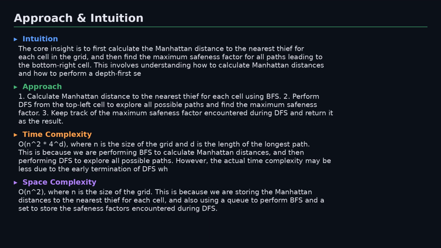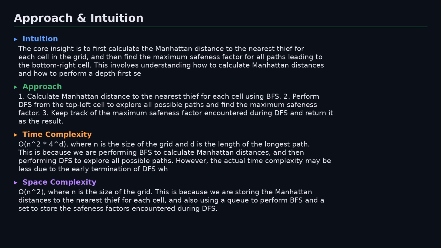To calculate the Manhattan distance to the nearest thief for each cell, we can use a breadth-first search algorithm, or BFS. We start by initializing the distance values for all cells to infinity, except for the cells containing thieves, which are set to 0. Then, we perform a BFS traversal, updating the distance values for each cell based on the minimum distance to the nearest thief. Once we have the heat map, we can perform a depth-first search, or DFS, to explore all possible paths from the top left cell to the bottom right cell.